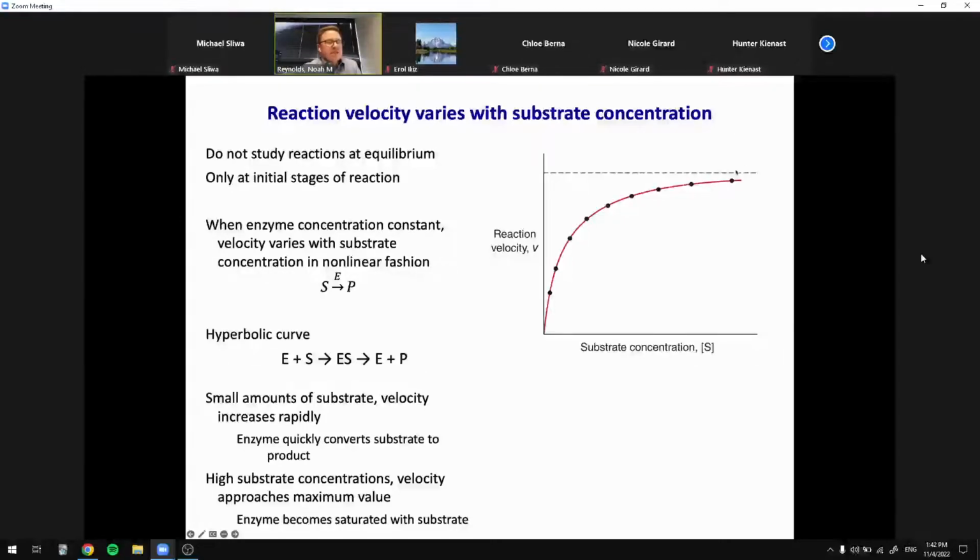That's where our enzyme is now saturated with substrate. And so that'll give us this hyperbolic curve, where initially velocity is increasing very rapidly, but then as we keep increasing substrate concentration, that'll slow down till we reach maximum velocity.